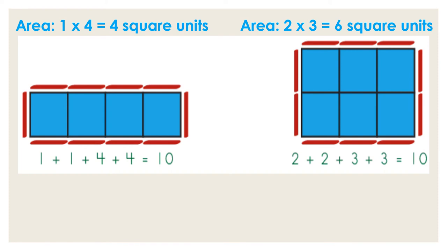On the 1x4 array, there are only 3 places where tiles get pushed together. On the 2x3 array, there are 7 places where tiles are touching and don't get linear units. So although both arrays end up with the same perimeter, their areas are different. The 2x3 array covers more space than the 1x4 array.